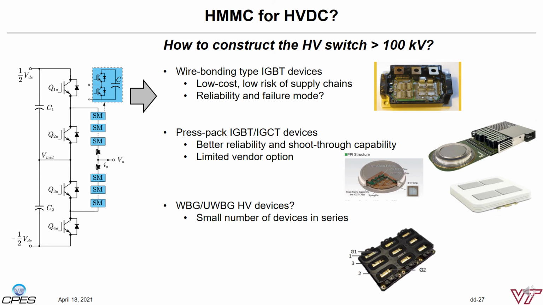Other options are the press pack IGBT and IGCT solutions. They can reduce the challenge to stack devices for high current and high voltage, but we have limited vendors to supply such devices. The third option, which I'd like to put a question mark on, is that in the near future, we might be able to use wide bandgap or ultra wide bandgap devices and leverage the high blocking voltage capability. For instance, a 10 kV or even 20 kV device can be used to reach high voltage with a much smaller number of modules in series. So I'd like to leave this question to the audience for more discussion.